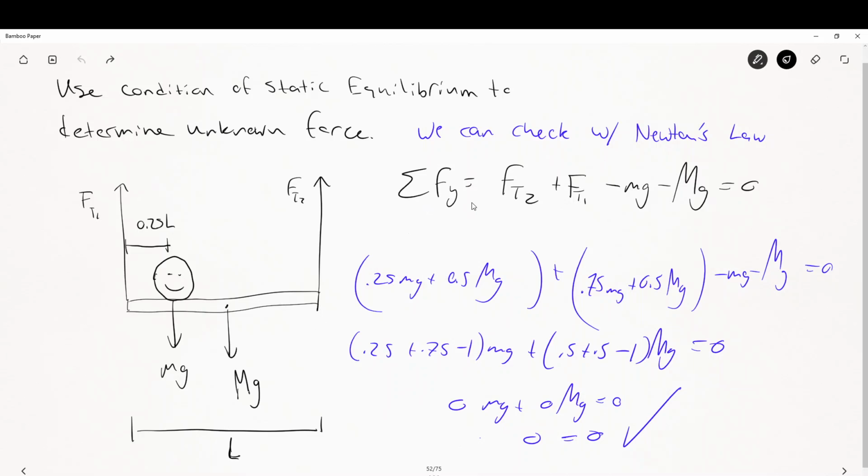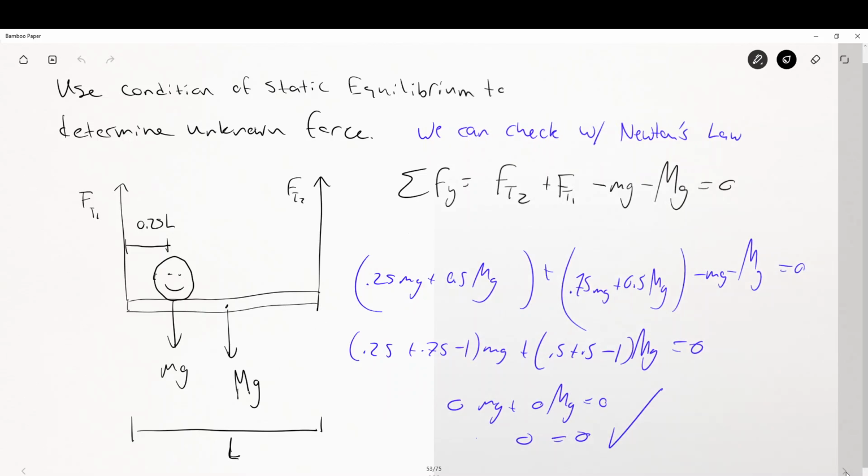So I know that the sum of the forces in the y direction had better equal 0. Now that I know them, I can go ahead and plug them in. And sure enough, it checks out that I get 0 equals 0.